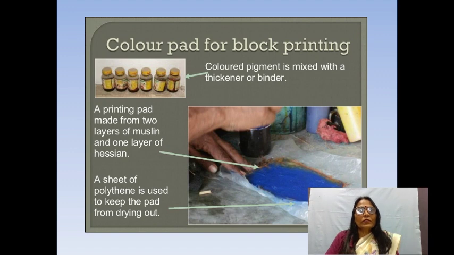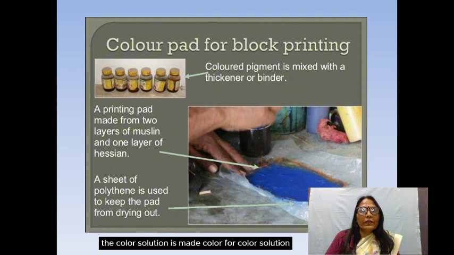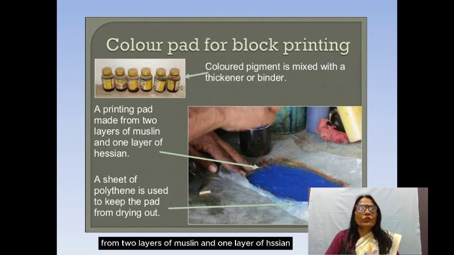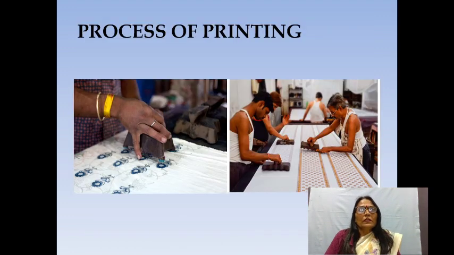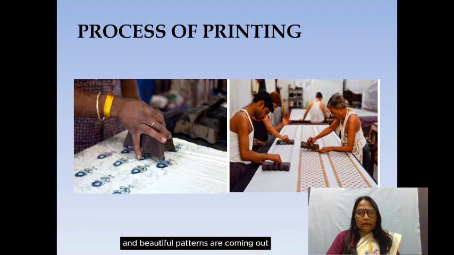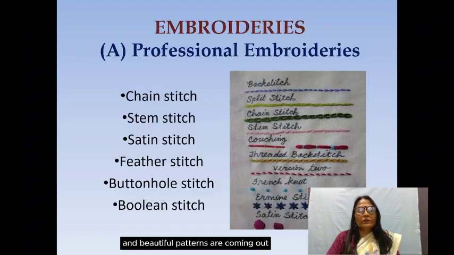Here is how the color pad is made and how the color solution is made. For color solution, the colored pigment is mixed with the thickener or binder. The printing pad is made from 2 layers of muslin and 1 layer of hexens. A sheet of polythene is used to keep the pad from drying out. This is the process of printing. This is a flat table with blanket, and beautiful patterns are coming out.